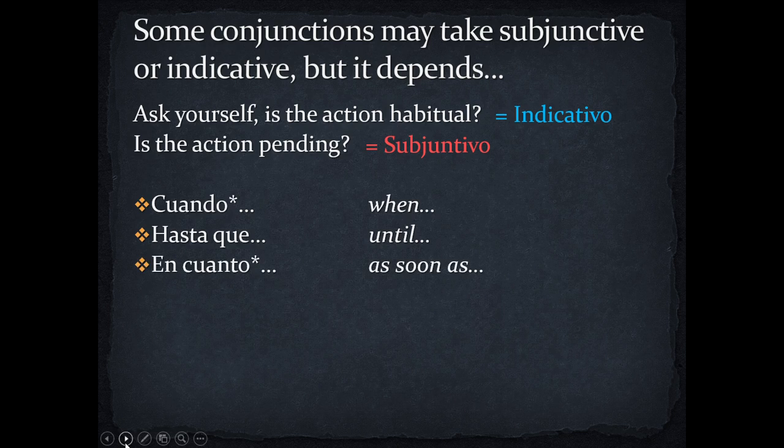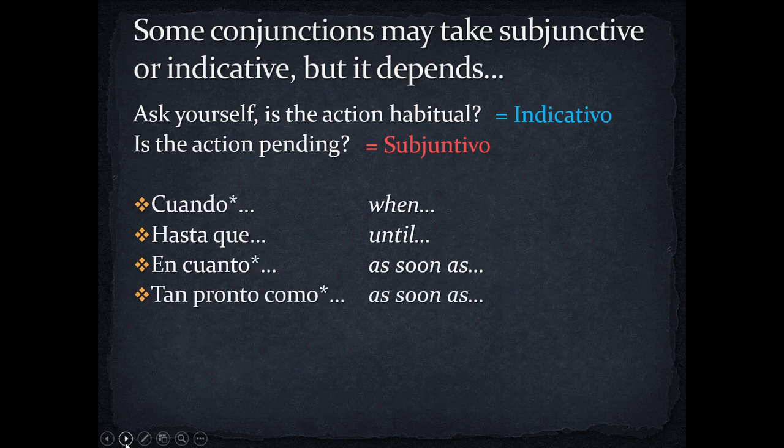Próximo, en cuanto. En cuanto significa as soon as. Be careful because it's en cuanto with a T, not en cuando with a D. So you don't want to confuse that. En cuanto. And once again, it doesn't have to have que with it. In fact, you don't use que with it. That's why there's an asterisk. Now, the two words that make it up, en and cuanto, separately mean different things, but when you put those two words together, that is the expression as soon as.